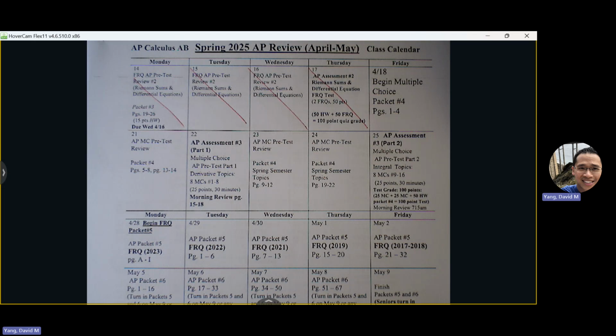So your fall semester topics are pages 1 through 4, 5 through 8, and 13 through 14. And then your morning review is pages 15 through 18. So if you can just make a note of that in your packet. The rest of the pages are for second semester topics: page 9 through 12, 19 through 22, and the morning review is inside there as well. And then the multiple choice 9 through 16 will be next Friday.